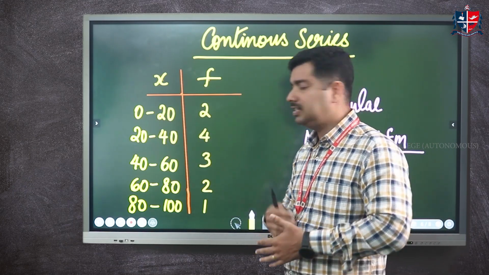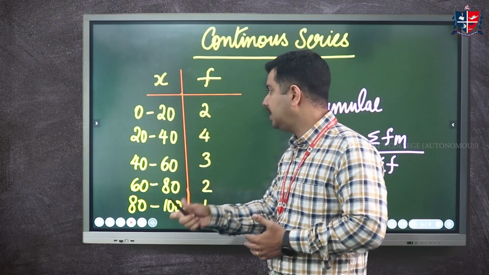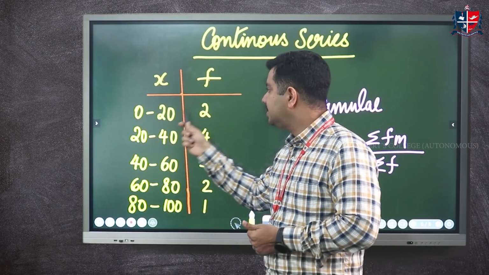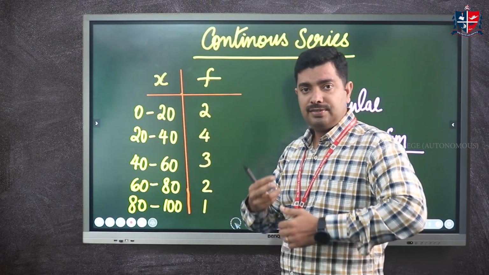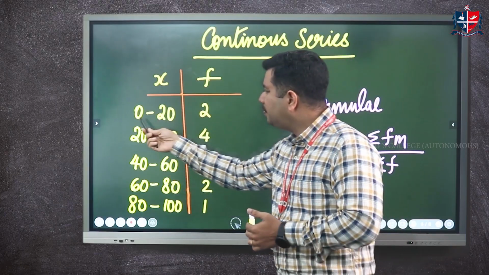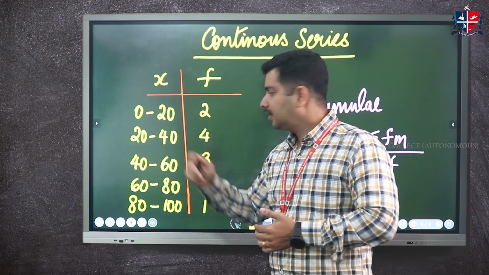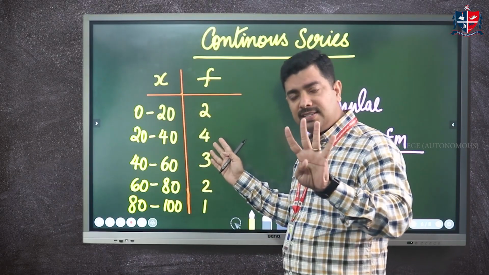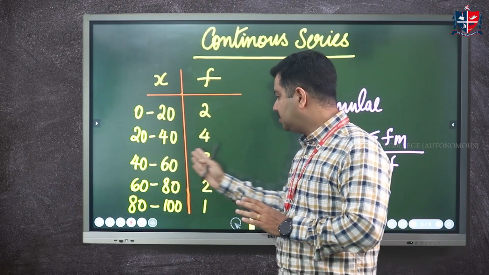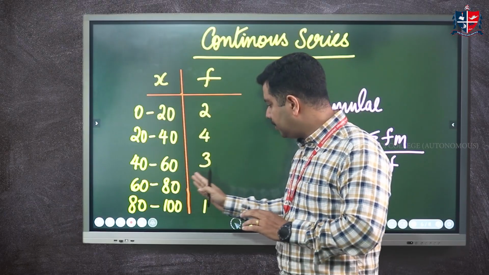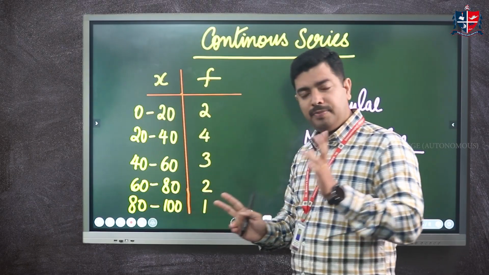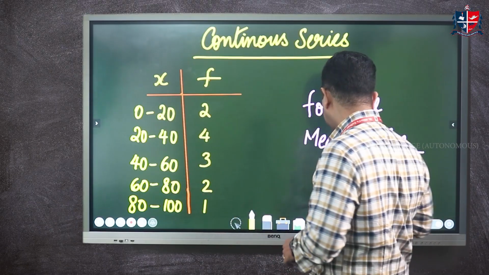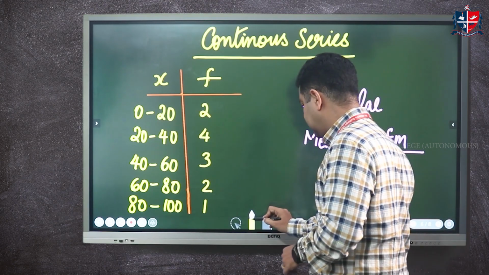How do you understand this? In the range 0 to 20, there are two occurrences. The data is occurring twice. It could be any number from 0 to 20. Similarly, 20 to 40, there are four occurrences. It could be any number. 40 to 60, there are three. 60 to 80, there could be two. 80 to 100, there could be one. I'll make it simple.